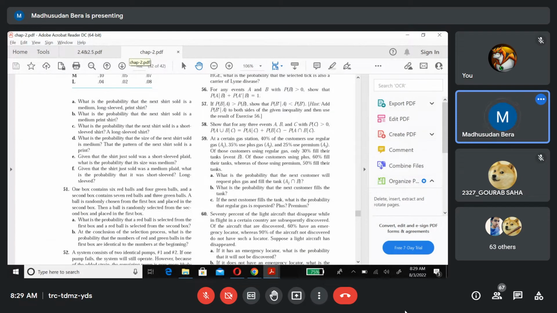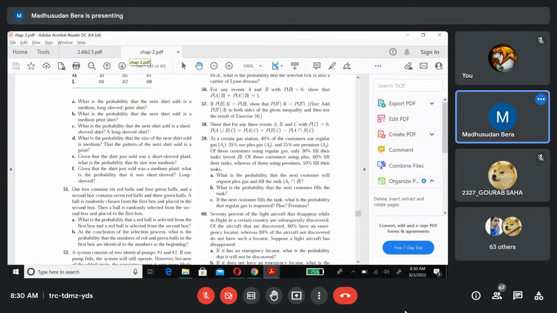What is 59? At a certain gas station, 40% of the customers use regular gas A1, 30% use plus gas A2, 25% use premium A3. So at a gas station, 40% of the customers use regular gas A1, 35% use plus gas A2, 25% use premium A3. See here, 40 plus 35, 75, 75 plus 25, 100.